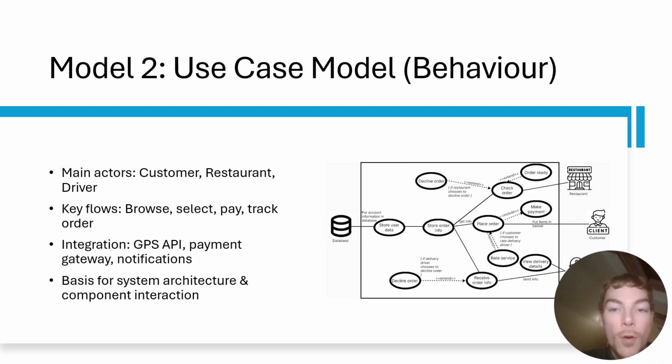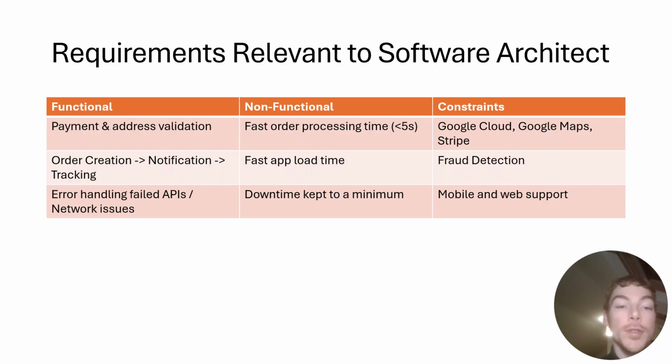This model directly informed the design of my contribution, UML test case 3, which maps the complete place order sequence, including validations, payment authorization, error handling, and communication with restaurants and drivers. The architect must also account for several key requirements. Firstly, we have functional requirements. These include input validation for payment and address details, creating and storing orders, notifying restaurants and drivers, and handling abnormal situations such as API failures or network issues.